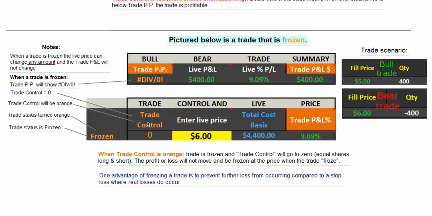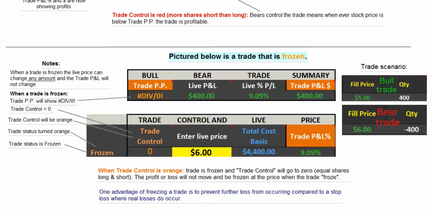The other things that happen with the trade control window is the trade control, as I said, will turn orange, the trade status turned orange, and the wording changed to being frozen. When a trade control is orange, the trade is frozen and trade control will go to 0. Equal shares long and short, once again. The profit or loss will not move and be frozen at the price when the trade froze, which I explained earlier.